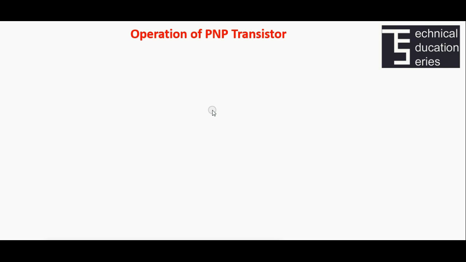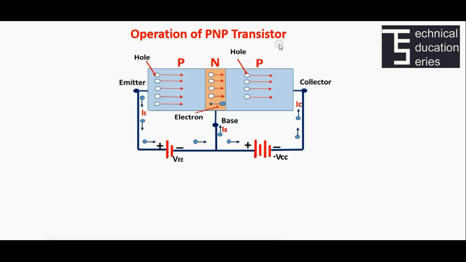Operation of PNP transistor. This is the setup for the operation of PNP transistor. The operation of PNP transistor is in a similar way as that of the NPN transistor, but the direction of the current will be opposite in PNP transistor.